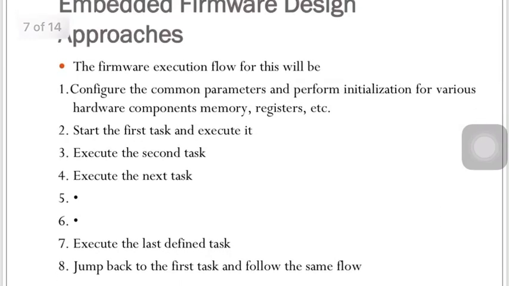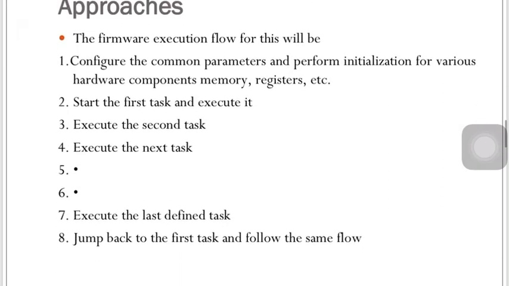Here you can see the firmware execution flow, how the execution flow will be if we are writing a super loop. First is configuration: configure the common parameters and perform initialization for various hardware components, memory, registers. Then start the first task to be executed, then execute the second task, then the next task, continuing till the last task, and once the last task is over, jump back to the first task. That's how it will happen.